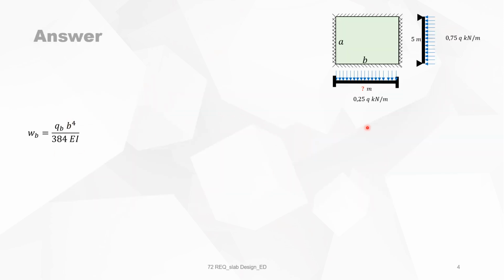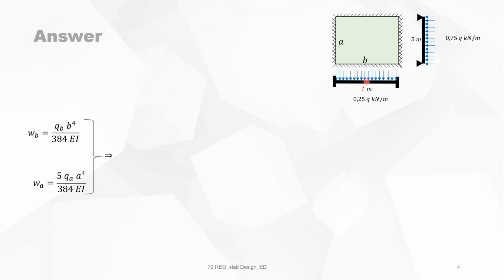The deflection in the middle of the slab in the direction of B, when both sides are fixed, is given by this elastic formula. The deflection in the other direction, at midspan, for a simply supported beam with uniform distributed load, is given by this formula.